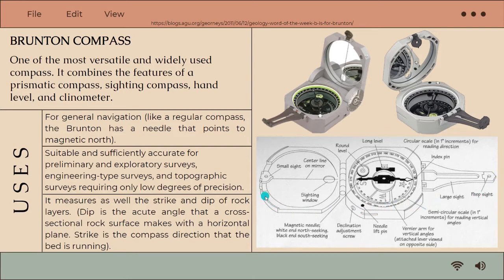On the right side, we have the parts of a Brunton compass. We have the small sight, center line on mirror, sighting window, round level, long level, circular scale for reading direction, index pin, peep sight, large sight, semi-circle scale for reading vertical angles, vernier arm for vertical angles, needle lift pin, declination adjustment screw, and magnetic needle.